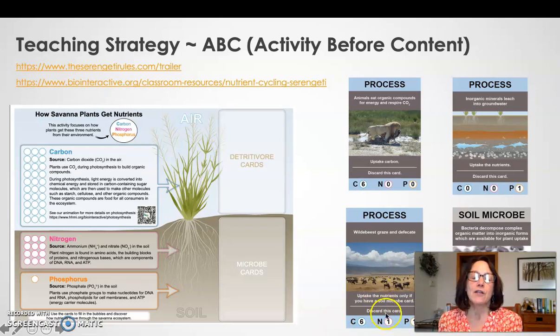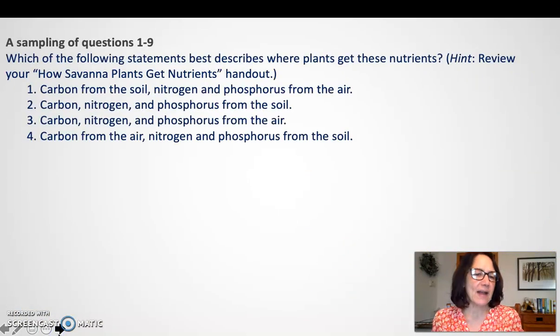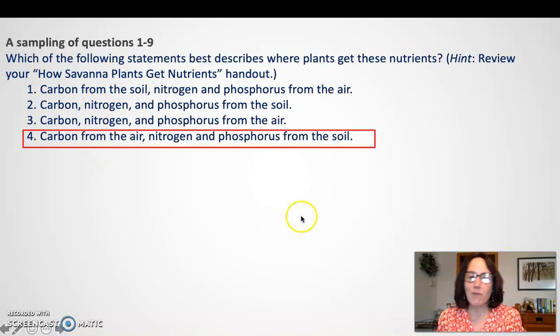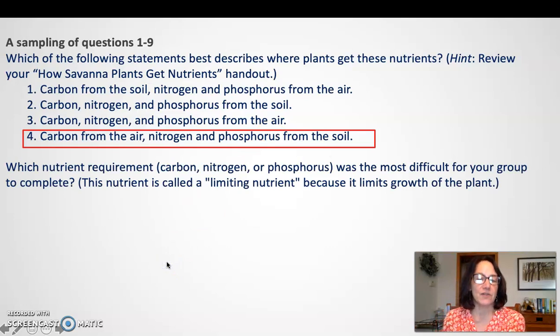Notice here that the wildebeest graze and defecate, and there's all kinds of nutrients available. When an animal eats something and then poops it out, I get carbon, nitrogen, and phosphorus, but I don't get access to those elements unless I have a soil microbe card to pair with it. And so just a quick sampling of the type of questions that they ask. This is what we really want students to know, right? This is a big takeaway that we want them to answer about biogeochemical cycles.